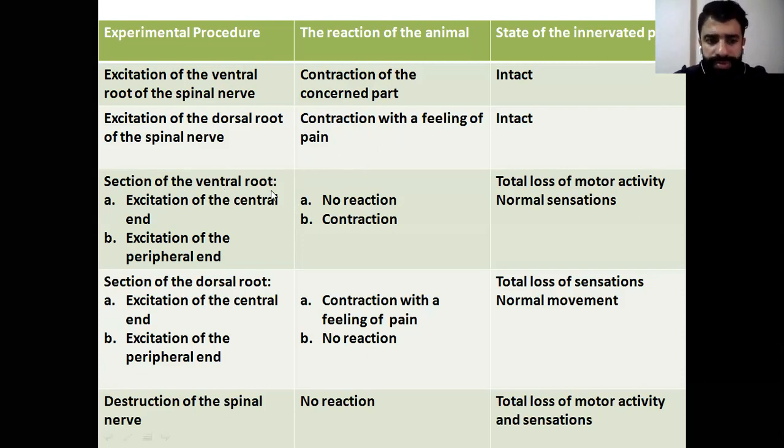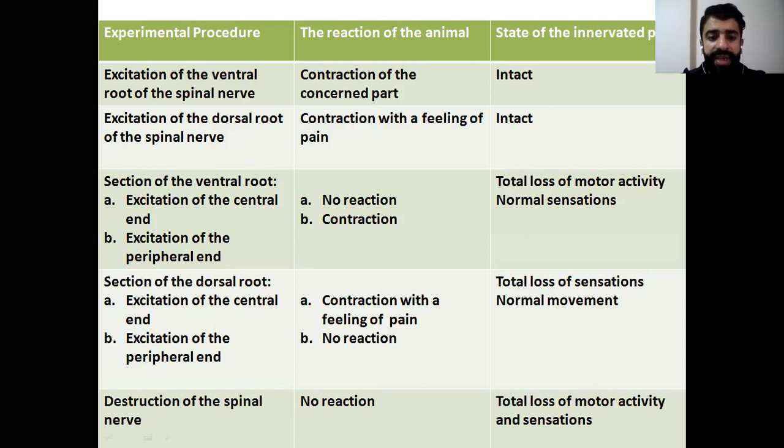Section of the ventral root. Excitation of the central end gives no reaction, meaning that the message stopped at this part. While excitation of the peripheral end gives contraction, so the message continued and moves away from the center. It moves in what is called a centrifugal manner.